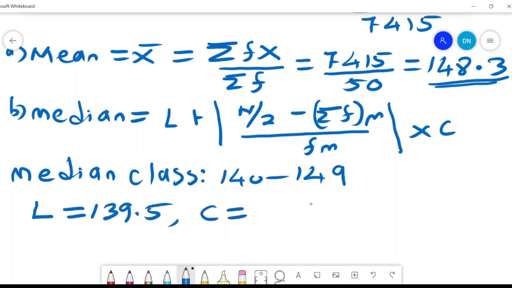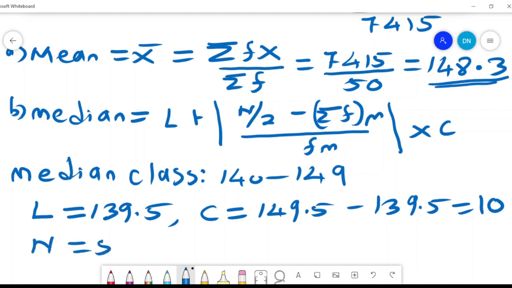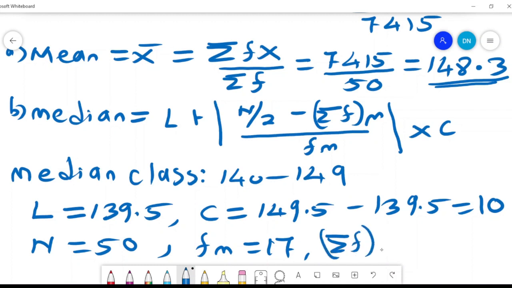For the class interval, I'll take the highest value, that is 149.5 minus 139.5, and I'll find that the class interval, which is C, is given by 10. N is the number of values, and in this case they are 50, because there are 50 dots that we have. And FM is the frequency of the median class. So our median class is 140 to 149. So what is the frequency? The frequency is 17.